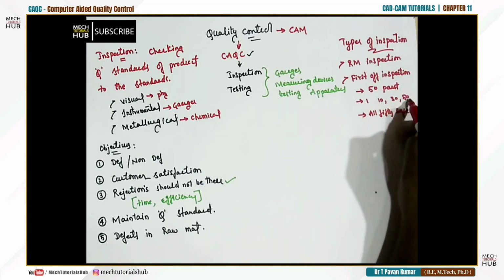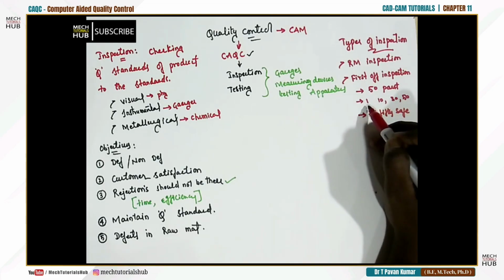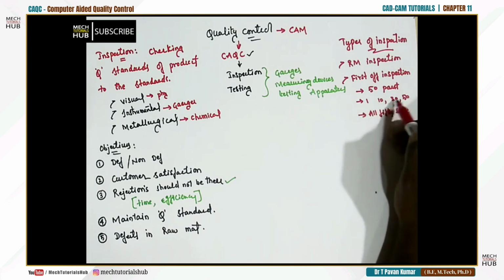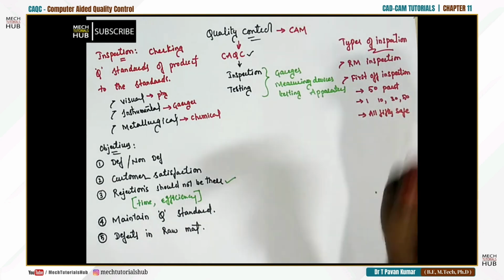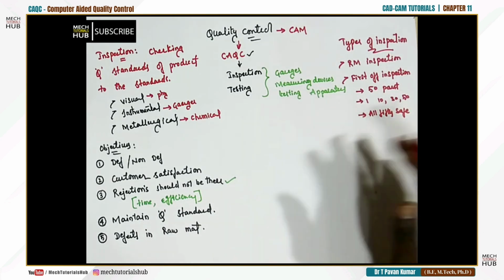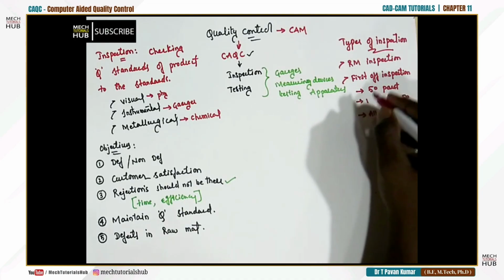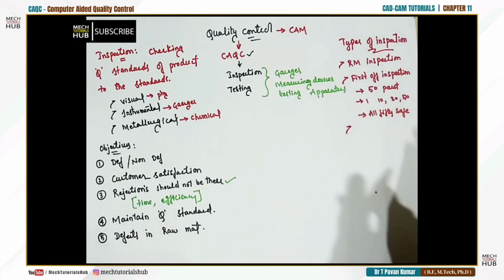If I find anything wrong in the process of inspecting, if I find any part defective, then again I'll reproduce the components or recheck all 50 again. This is one of the types of inspection.